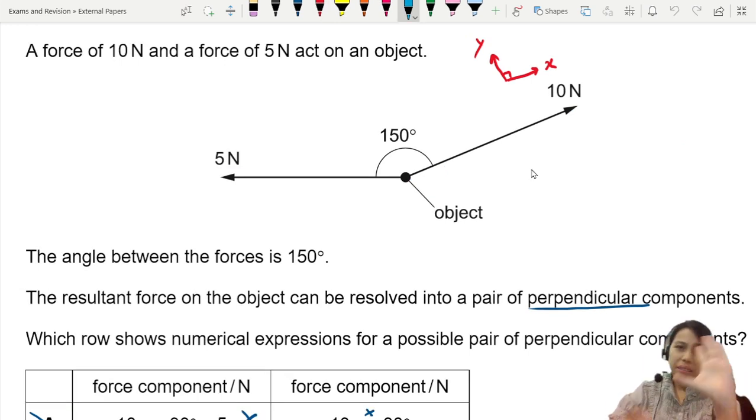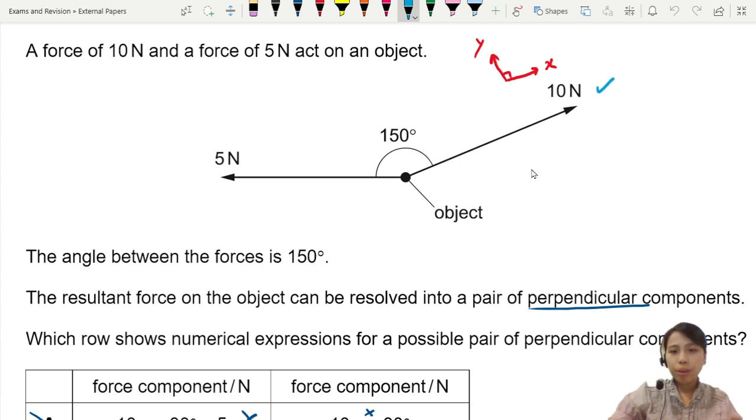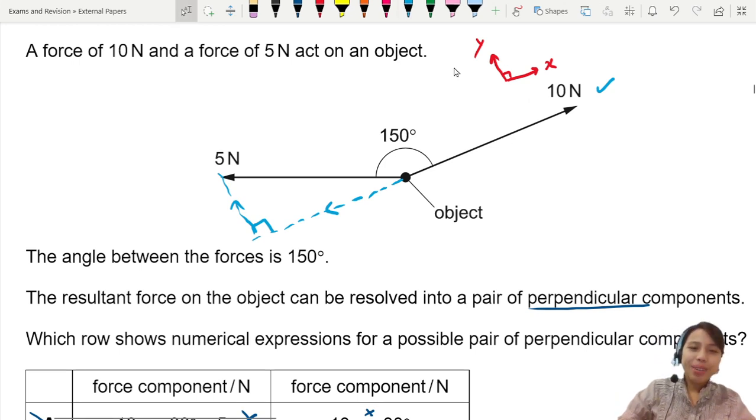So in this tilted system, tilted this way, we don't have to resolve the 10 Newton because it's perfectly horizontal already. But our 5 Newton now needs to be resolved. We resolve it into these so-called horizontal and vertical components. And these two must be at right angles to each other because that's our system. That's our axis. So now we can do the same thing, but in the tilted system. This is 30, so adjacent over hypotenuse, this will be 5 cos 30. Vertical will be 5 sine 30.